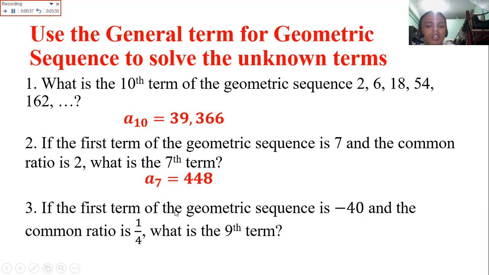If the first term of the geometric sequence is negative 40 and the common ratio is 1/4, what is the 9th term? Using this, what is our 9th term? That is 65,536.